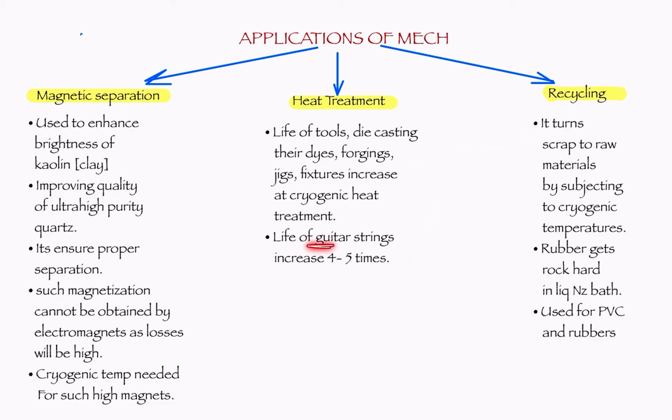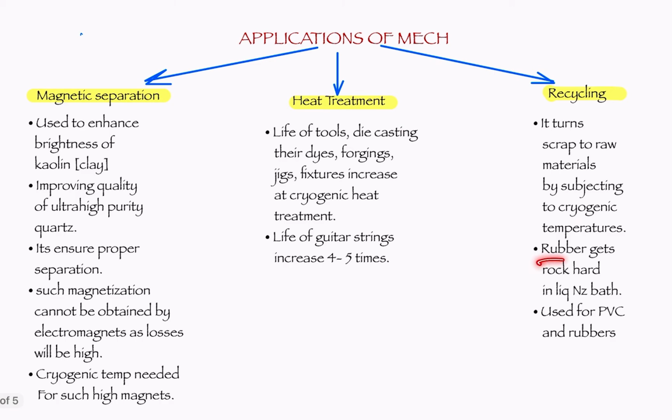Okay, also if we give cryogenic treatment to guitar strings, their lifetime increases 4 to 5 times, and tuning is not necessary then. Okay, again, in recycling we use cryogenic temperatures. How? It turns scrap material into raw materials by subjecting it to cryogenic temperatures.